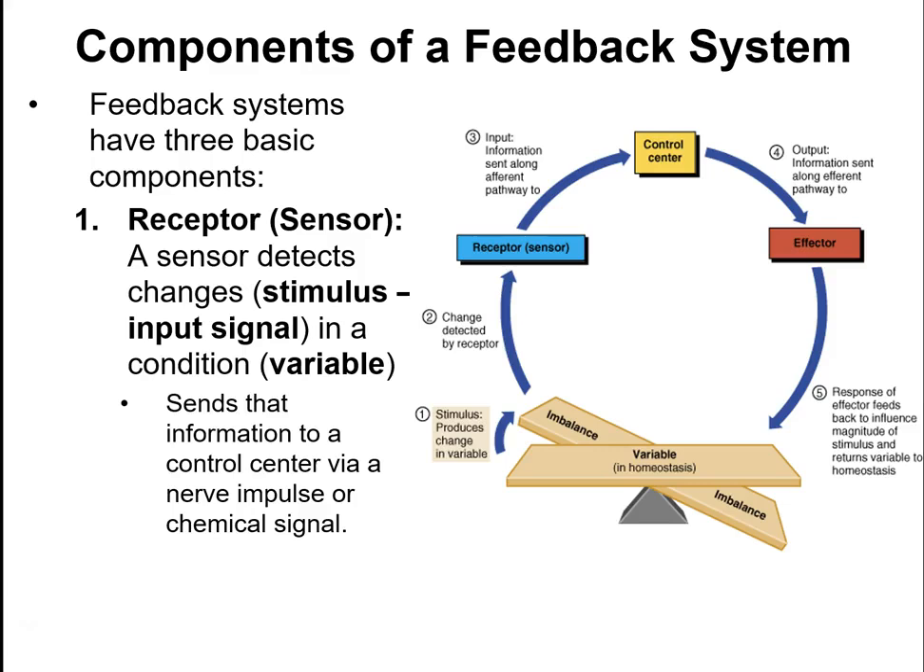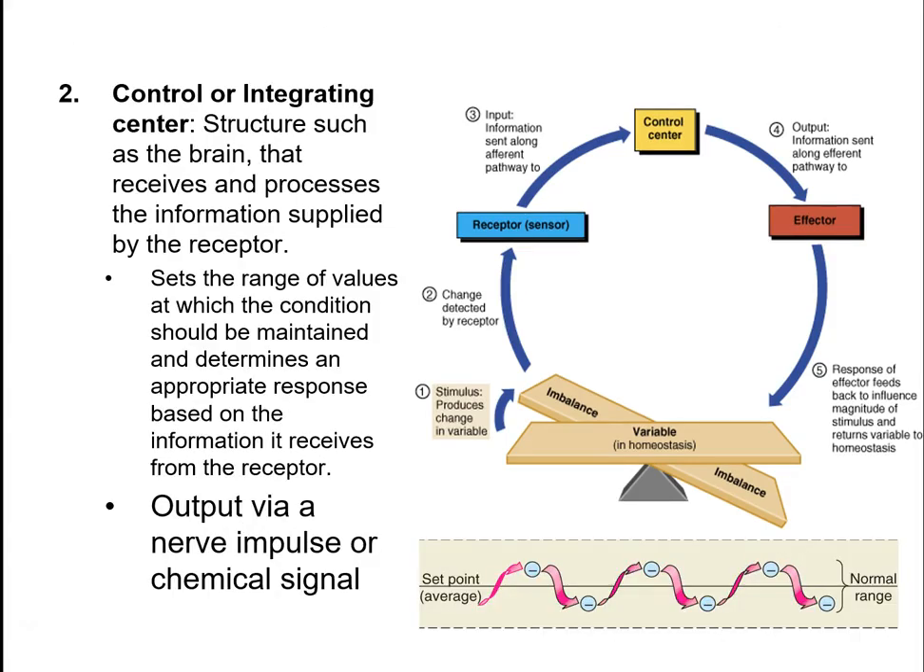This is called a stimulus input signal. And this is monitored in a condition, a variable, so whatever we are tracking. And it's going to send that information to a control center. In our bodies, this would be the brain. So this can be sent either via nerve impulse, so that's going to be a really, really fast response, or a chemical signal, which is generally going to be a slightly slower response. And each system that we are monitoring has its own unique setup, because not everything needs an instant, super fast signal to change. Our second component is the control or integration center.